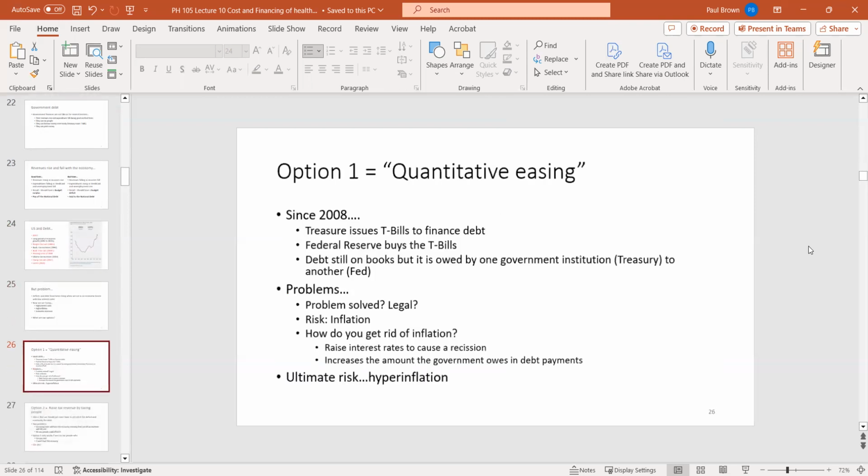So what's the way out of this? Well, one way, what they've done since 2010, is what's called quantitative easing, which basically means that the Treasury would send out Treasury bills and the Federal Reserve would buy them up. So if the Treasury needs to raise money, they say, we need all this money to come in, and the Federal Reserve Board, who actually controls the money, just bought them up.